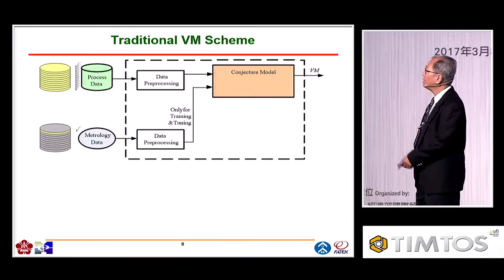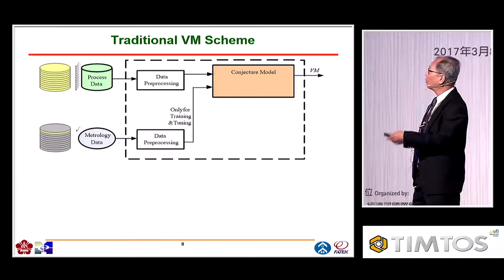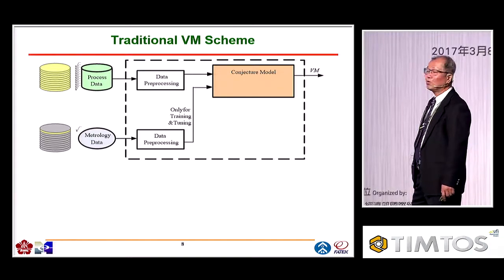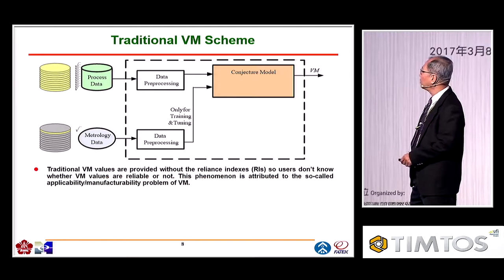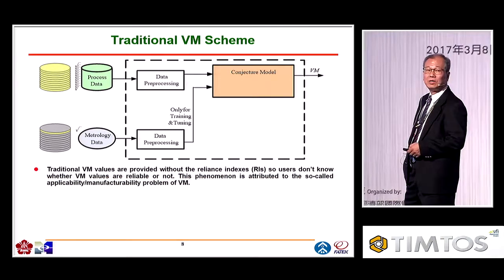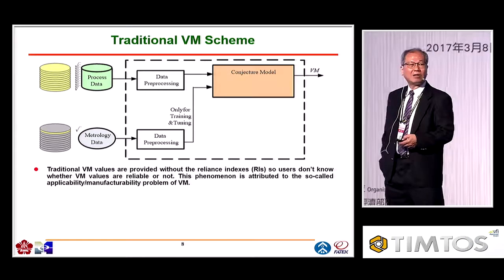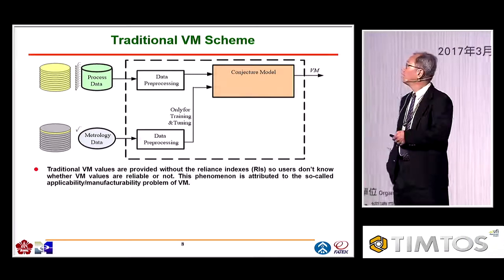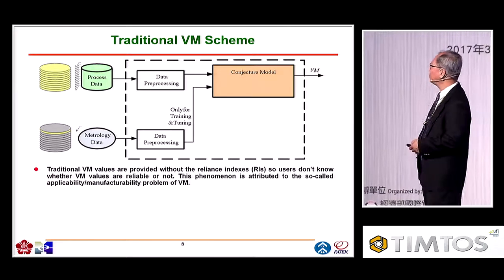But anyhow, this kind of algorithm was brought up about 10 years ago, but no one can really use it. Why? First, this is some kind of prediction, but because they don't give you any kind of reliability index, you don't know how good it is. So they are hesitating to use it.